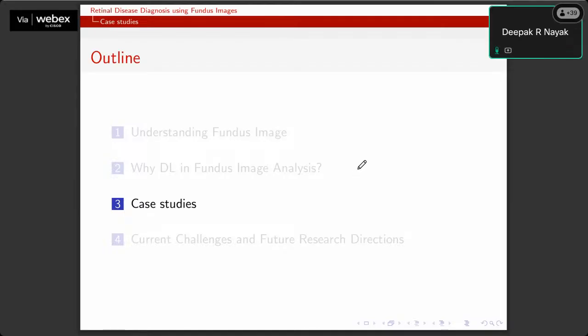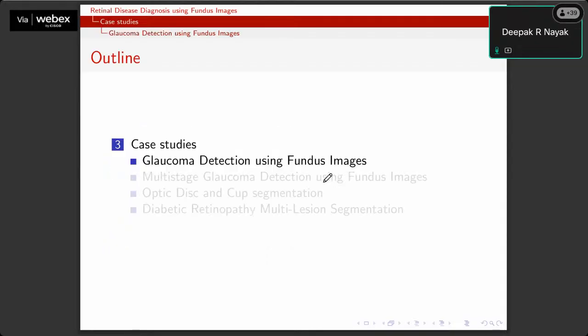Now we'll see some of the case studies. I'm trying to focus on some of the diseases, like glaucoma and diabetic retinopathy, which I have chosen. We'll start with glaucoma detection using fundus images, and then we will see multi-stage glaucoma detection. Why do we need to detect glaucoma at different stages? That's the part which I'd like to highlight in this particular session.